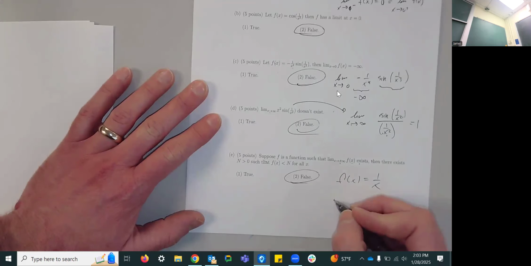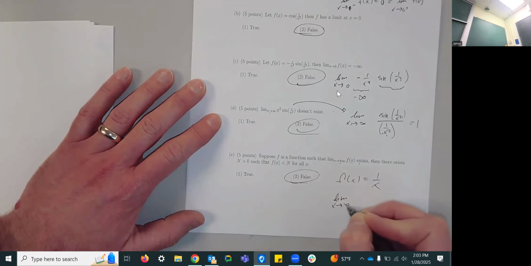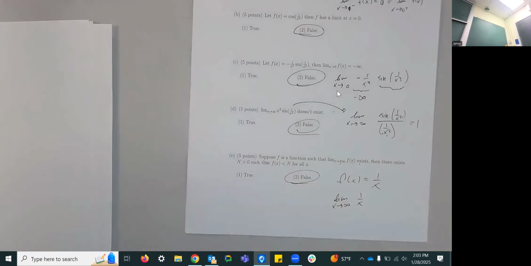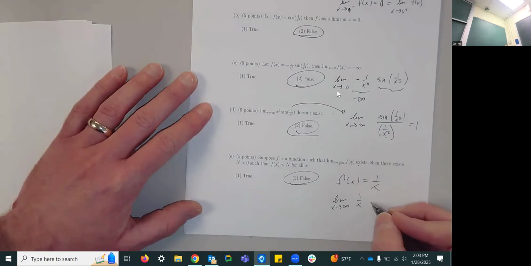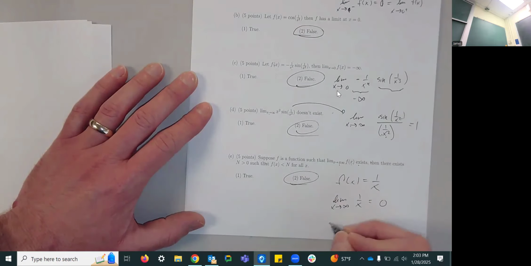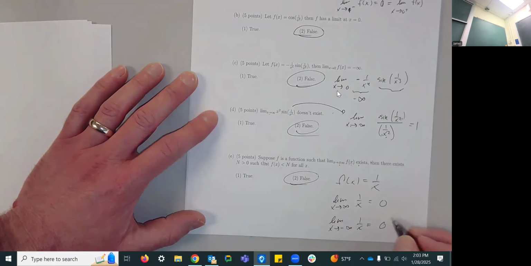Think about this. What's the limit as x goes to infinity? Everybody. Well, it doesn't sound like everybody, but yes, it is 0. How about the limit as x goes to negative infinity of 1 over x? It's 0. Is it true?